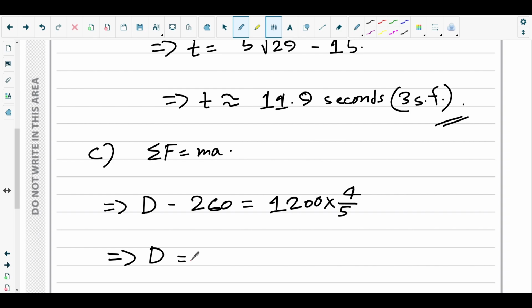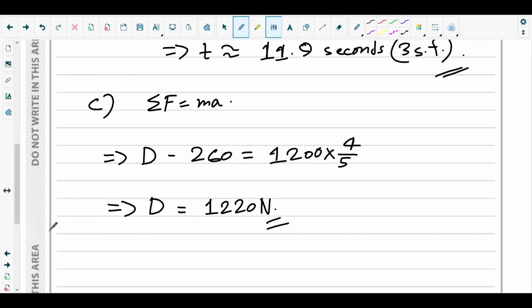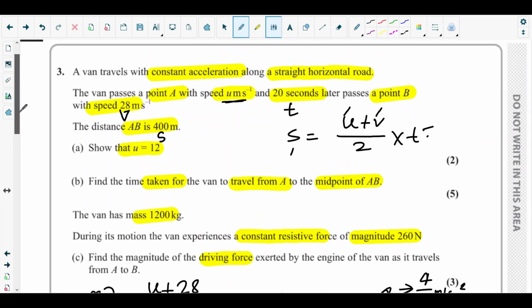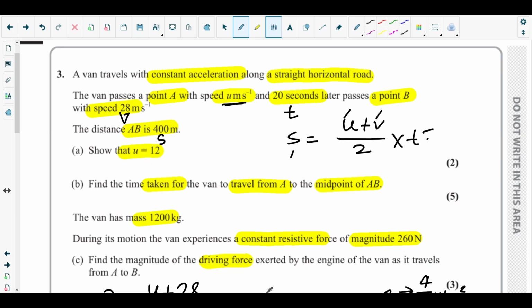Pretty easy. Now find the value for D. So 1200 times 4/5 is 240 times 4, which is 960, plus 260. That would give you 1220 Newton. The driving force is 1220 Newton, and that's what the question has asked for. And that's all about question number 3 from the January 2024 Mechanics 1 paper. That's it.